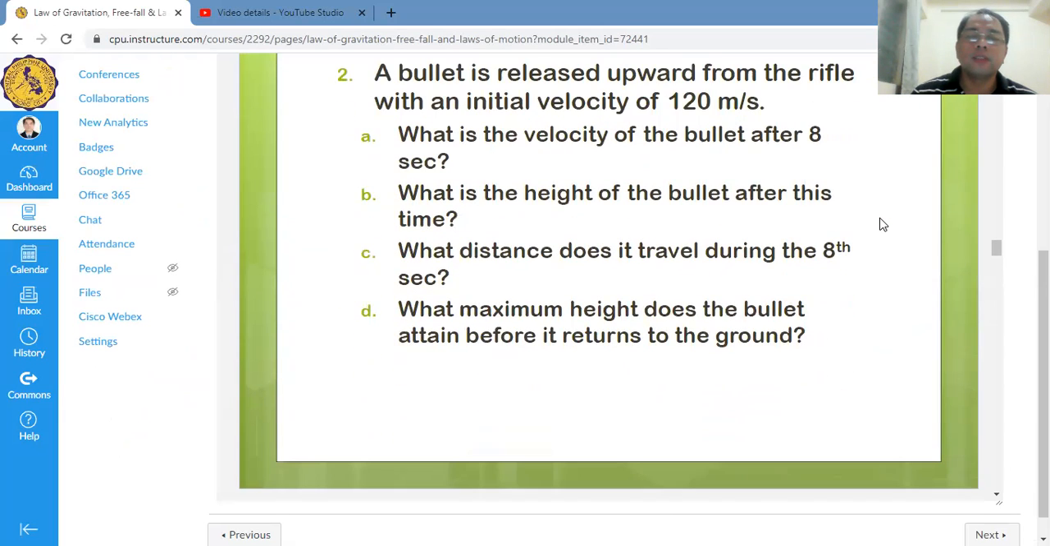A bullet is released upward from a rifle with an initial velocity of 120 meters per second. And again, we'll try to calculate the first three questions. What is its velocity after 8 seconds? What is the height of the bullet after that 8 seconds? And similar to our previous problem, we will be looking for the distance traveled only on the 8th second. So we know that letter C will be a subtraction process again. How do we get this? We will subtract H8 with H7.